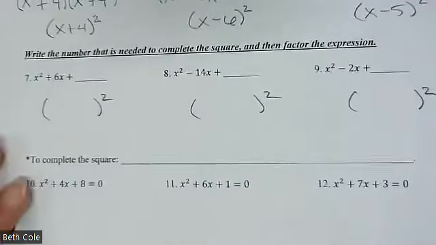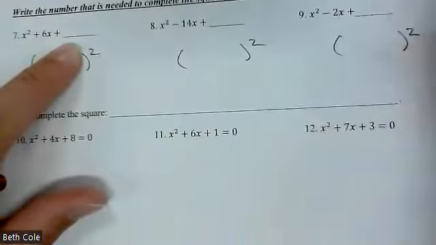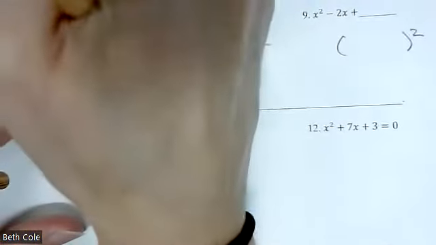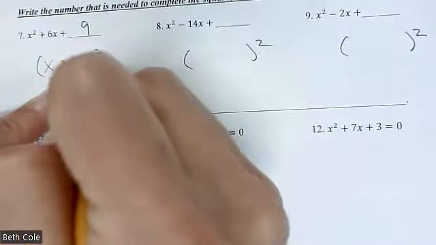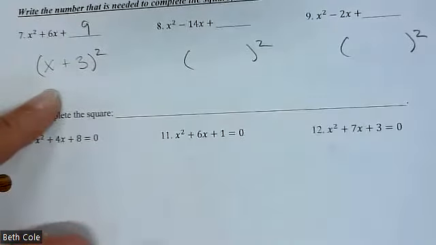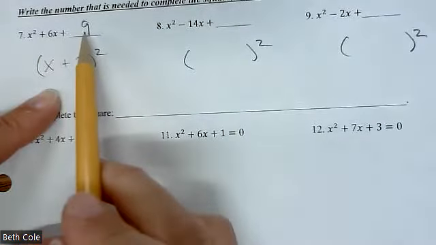So, hey guys, what did you put on the line for this one? 9. And then in the parentheses, you would put x plus 3. 3 plus 3 is 6. 3 squared is 9.